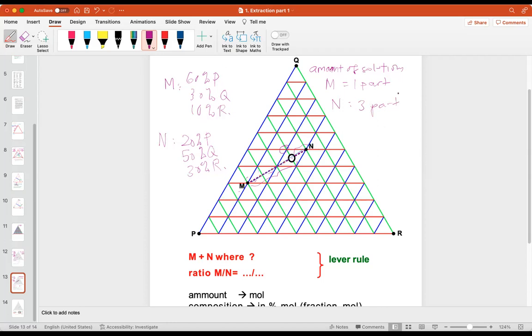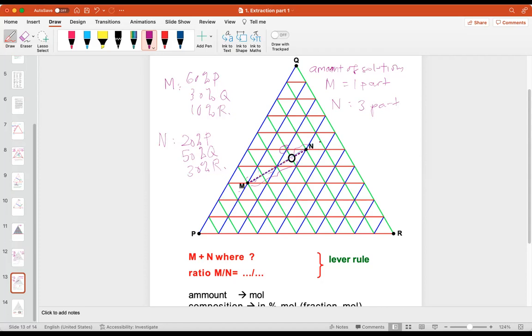For example, they mix 3 kilograms of N with 1 kilogram of M, and this is going to be the mixture. Okay, the mixture will have 4 kilograms, and this is the resulting composition.